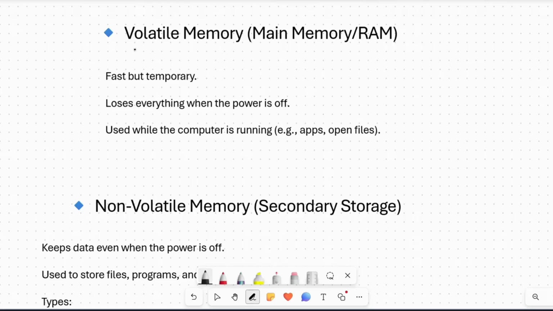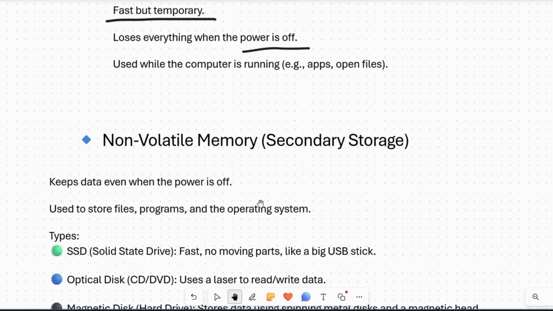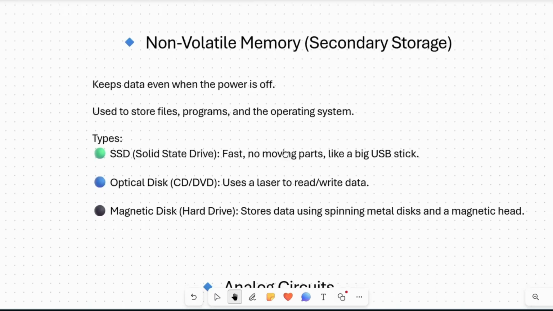Now let's talk about volatile memory, main memory or RAM. We all know the full form of RAM, random access memory: fast but temporary. It cannot store data permanently, but when the device is on, the RAM is processing and storing the data. It loses everything when the power is off. It is used while the computer is running. So that is the characteristic of RAM.